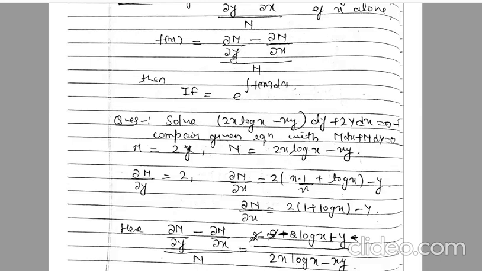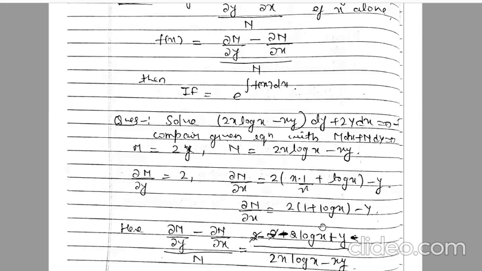Now we need to calculate del M upon del y minus del N upon del x. Just differentiate M with respect to y, so del M upon del y is equal to 2. Del N upon del x is obtained by differentiating partially with respect to x, so the u into v rule will be applicable. Keep u as it is, that means x as it is, and the differentiation of log x is 1 by x, plus the differentiation of x is 1 times log x, minus the differentiation of xy. The differentiation of x is 1, so y will remain. Now we have our del N upon del x.